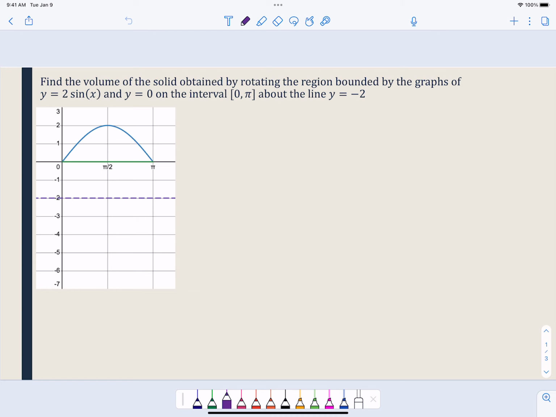We're going to find the volume of the solid that's obtained by rotating the region bounded by the graphs of 2 sine of x, that's our graph here in blue, and y equals 0, that's our graph in green. We're going to look just on the interval 0 to pi, and we're going to rotate about the line y equals -2. So there's our line y equals -2. I'm still going to redraw this graph reflected across that dotted line axis now instead of the x-axis, and our reflected graph will kind of look like that.